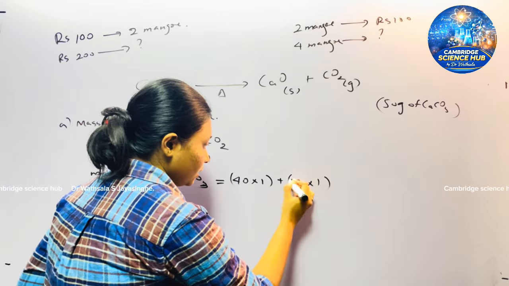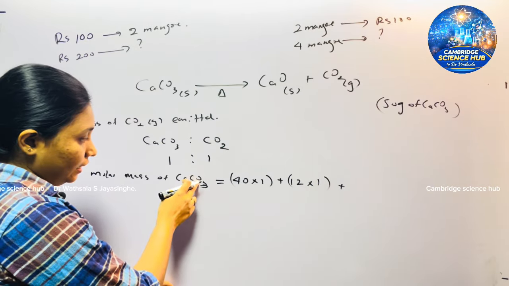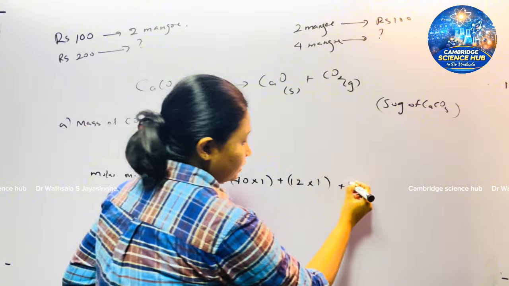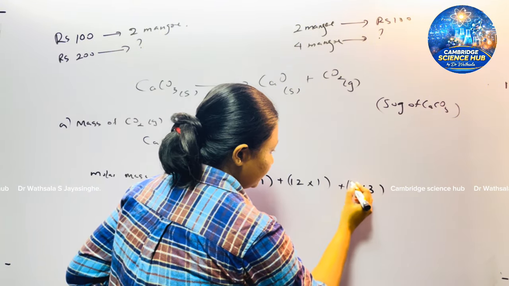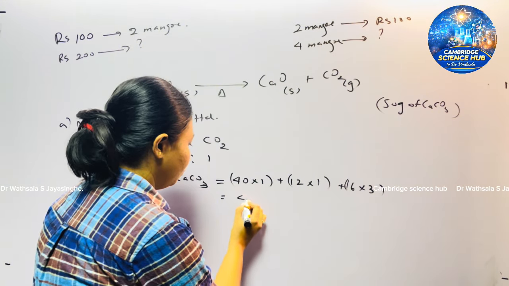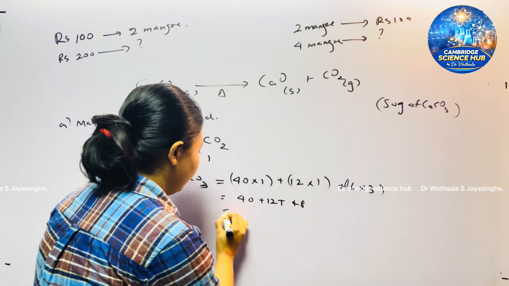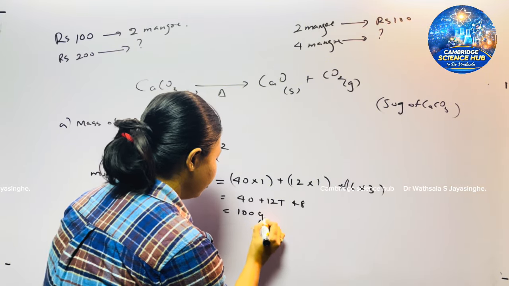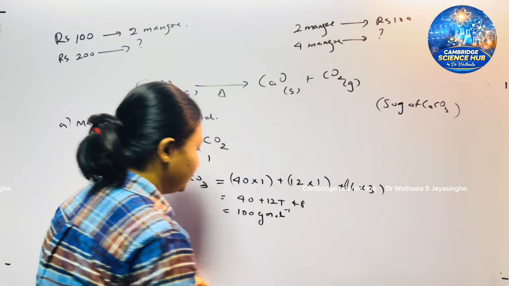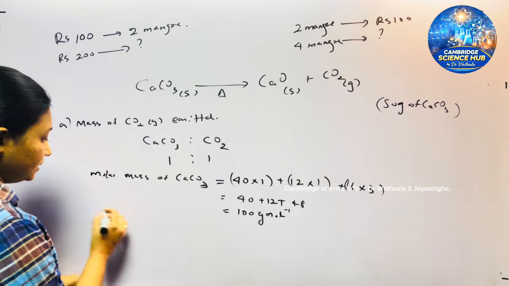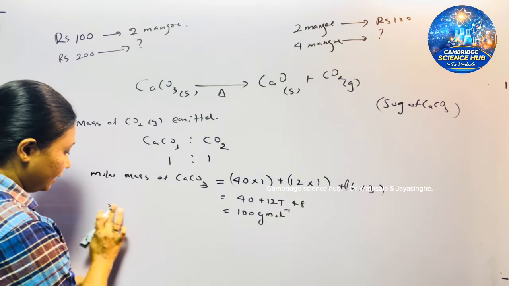1 plus there are 3 oxygens. 16 by 3, then the answer will come as 40 plus 12 plus 48. It will be 100 grams per mole. That's why it is the molar mass. That means in 1 mole, it can be like this.